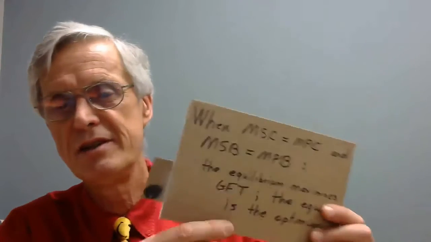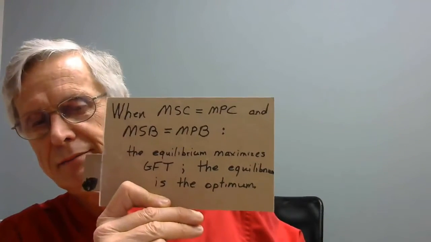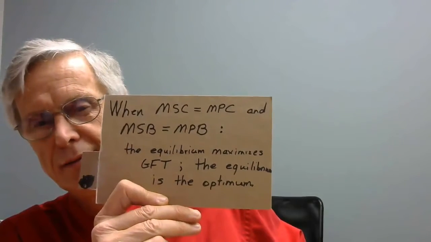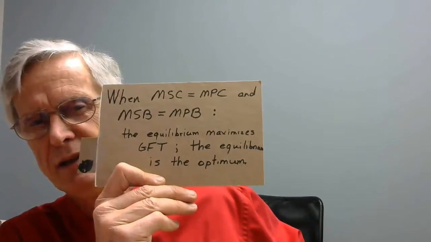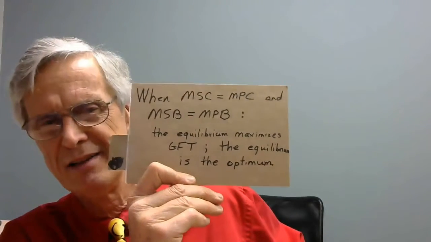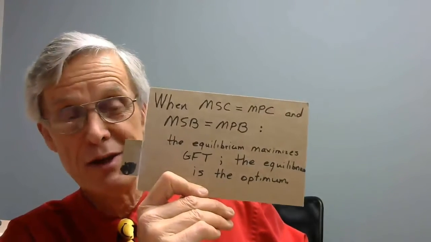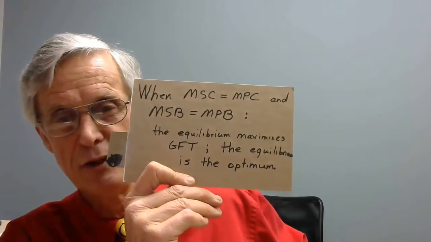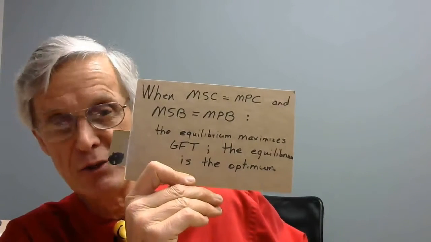Okay, so what I was just saying, the equilibrium maximizes the gain from trade, typically. Now, when MSC is equal to MPC and MSB is equal to MPB, that alphabet soup, when that's true, the equilibrium, and that almost always is the truth, right? So the equilibrium typically does maximize GFT. What's that? Gains from trade.